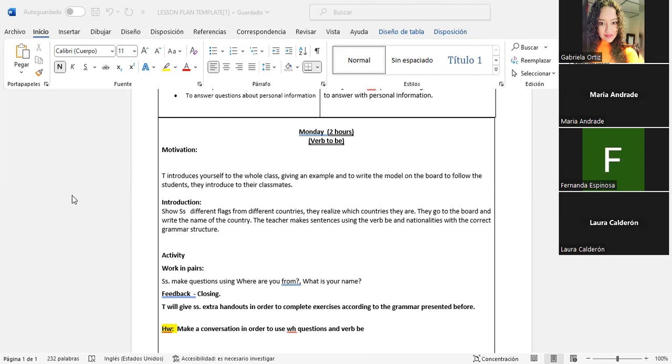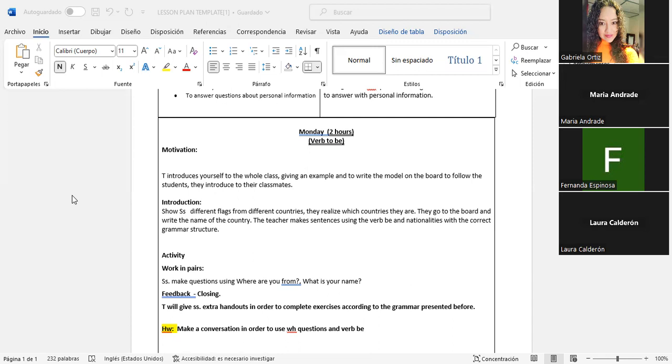For the introduction, the teacher shows students different flags from different countries. They realize which countries they are. They go to the board and write the name of the country. It could be a PowerPoint presentation, or maybe flashcards. It depends on the materials that I have.